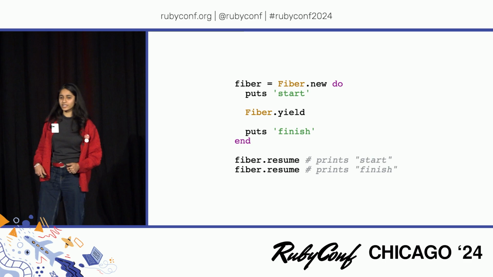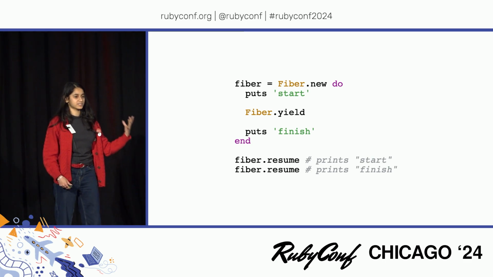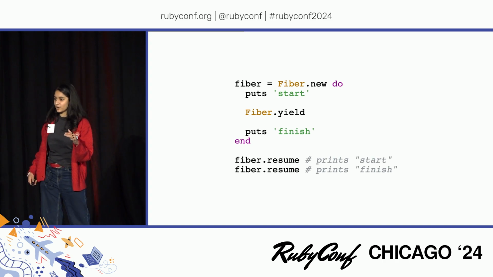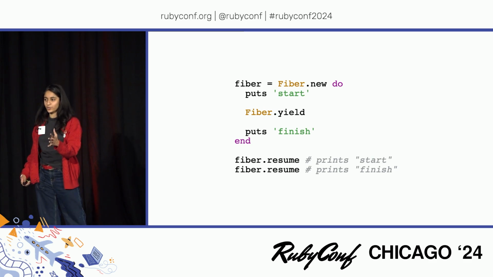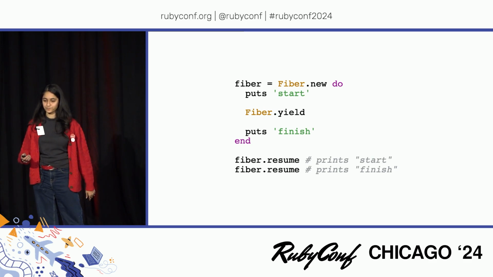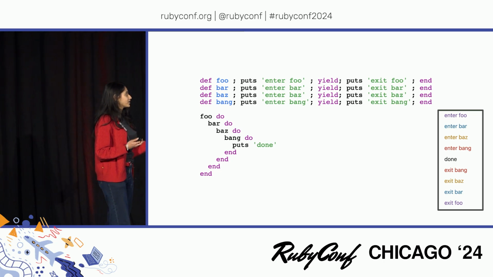So in this example, the first fiber.resume starts executing the code block that prints "start." When Fiber.yield is encountered, control is returned back to the second fiber.resume that again resumes the execution of the code block, printing "finish." Now let's consider an even more involved example.